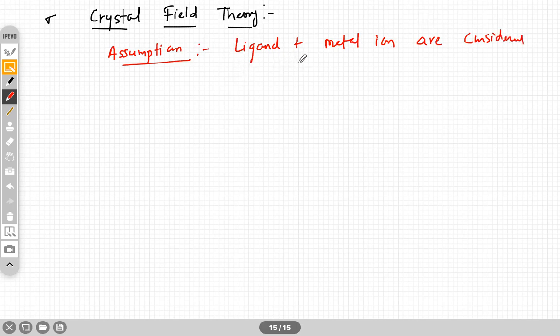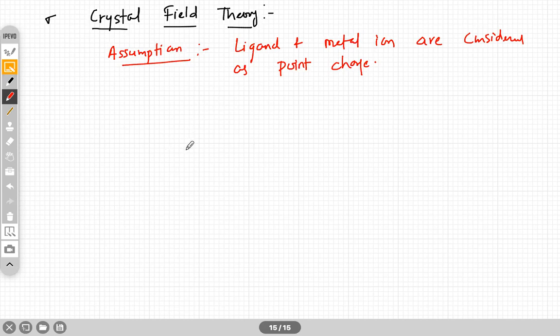Now, since they are point charges, there will be electrostatic attraction. Ligand is negatively charged, metal ion is positively charged, so we'll have electrostatic attraction between them. The entire theory is based upon this particular assumption, that ligand and metal will have electrostatic attraction.